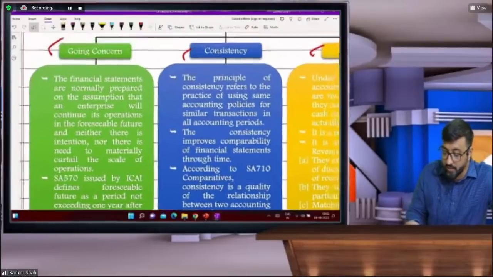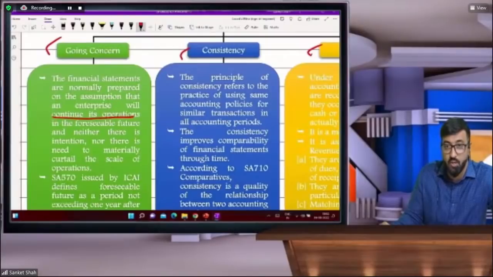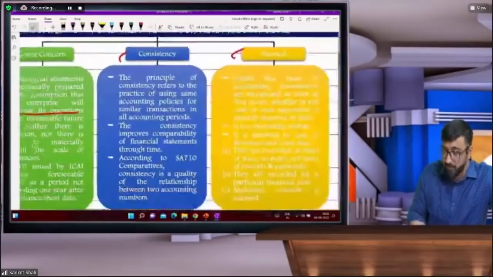So going concern is nothing but the financial statements are normally prepared on the assumption that an enterprise will continue its operation in the foreseeable future, and neither is there an intention nor a need to materially curtail the scale of operations. So now you are already aware about auditing standards. These standards, issued by the ICAI, define a foreseeable future as a period not exceeding 1 year after the balance sheet date.